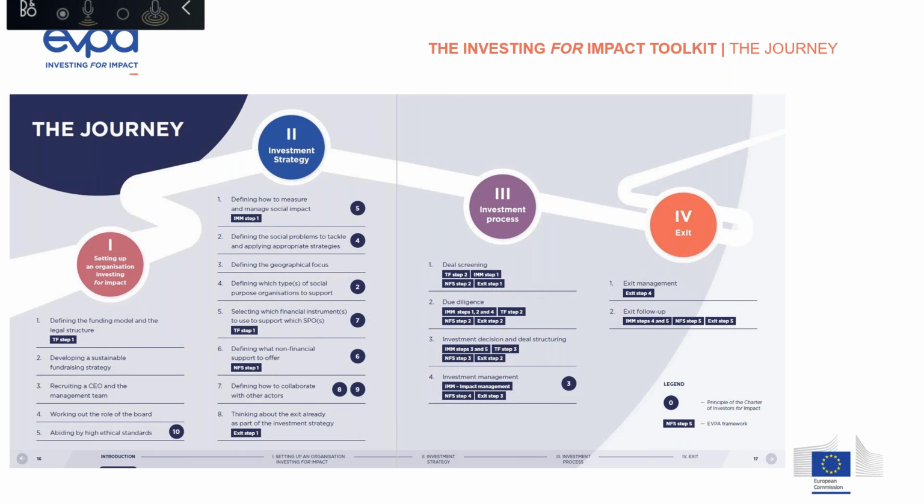As you can see in this slide, below the titles, you can see this reference to, for example, IMM Step 1, TF Step 1. This refers to each step of each framework that I was mentioning before, that is displayed throughout the journey, as well as these numbers that you see next to the different titles. These numbers refer to the principles of the Charter of Investors for Impact, and they are also displayed throughout the journey. Before diving into the content of the webinar of today, allow me to do a short summary of the charter and also of the frameworks of tailored financing, non-financial support, impact measurement and management, and exit.